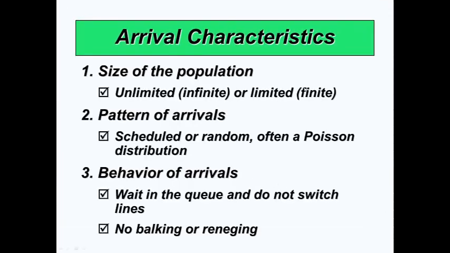Arrival characteristics, a little detail, like I said, you got to know whether the size of the population is finite or infinite, whether the arrivals are scheduled like in a doctor's office or random, and I already explained to you it is typically the Poisson distribution. What is the behavior of arrivals? There are three terminologies that I want you to be aware of when we talk about behavior.